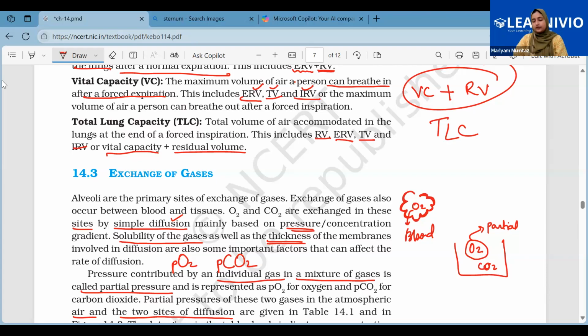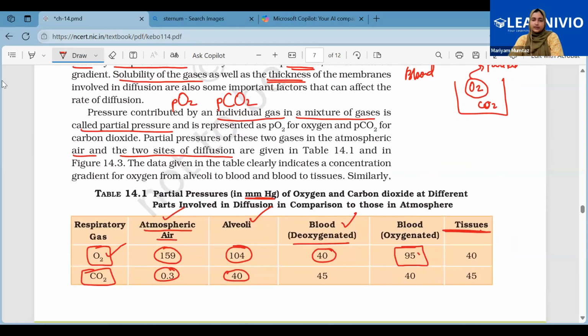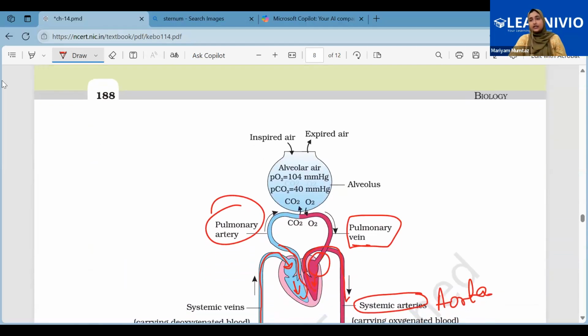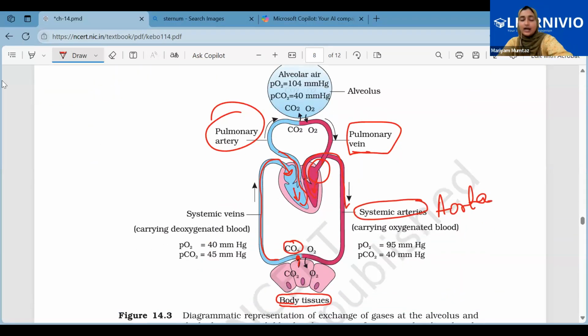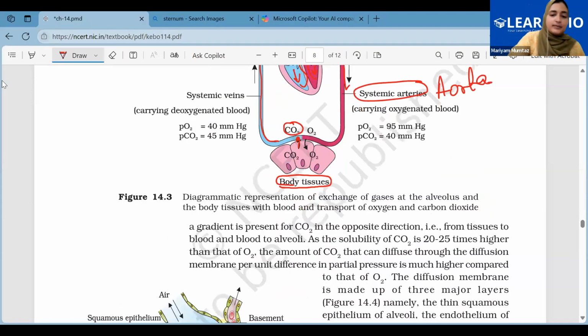All right. Now moving forward, we will talk about how the entire exchange of gases actually happens. The exchange of gases is a process that is very closely connected with the double circulation. Now, how does it happen and where does it happen? See.